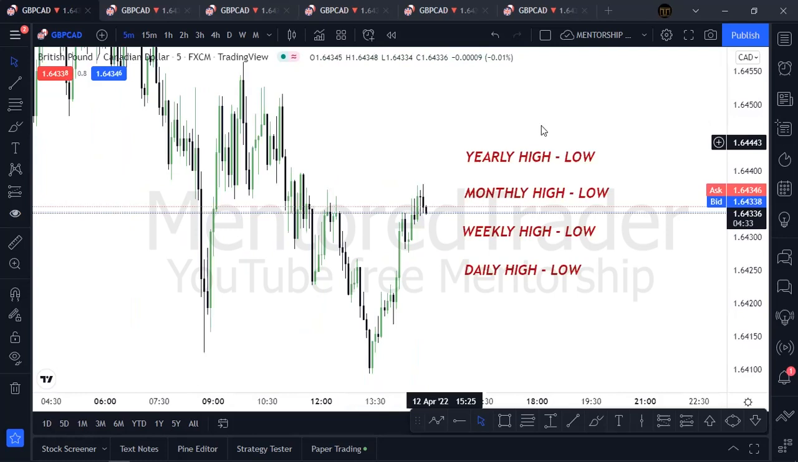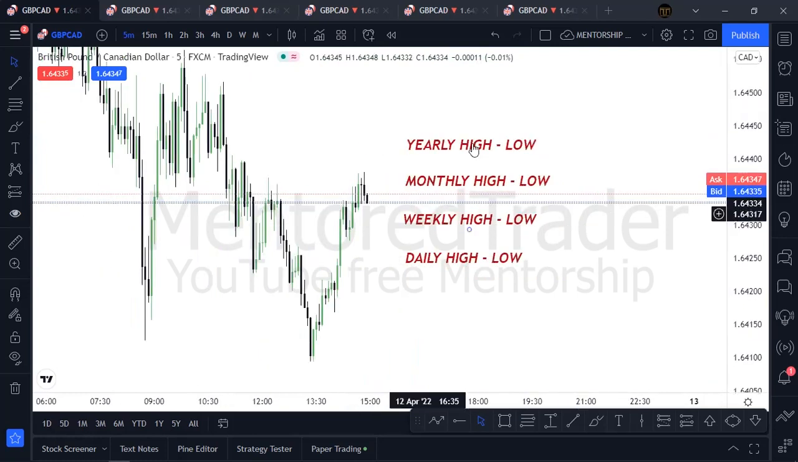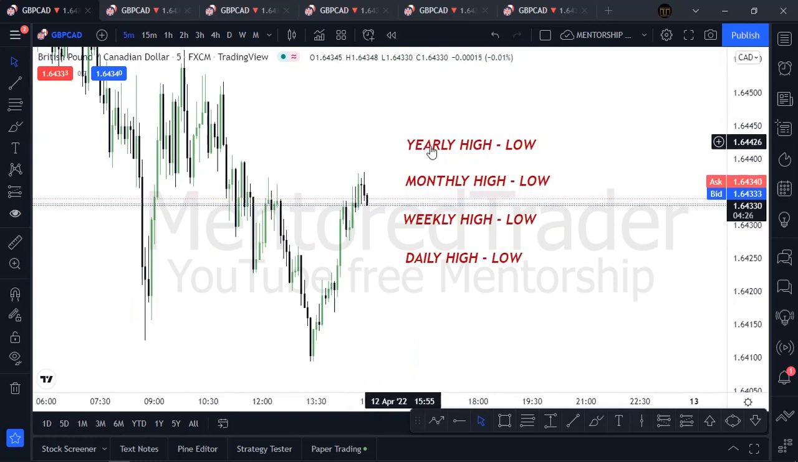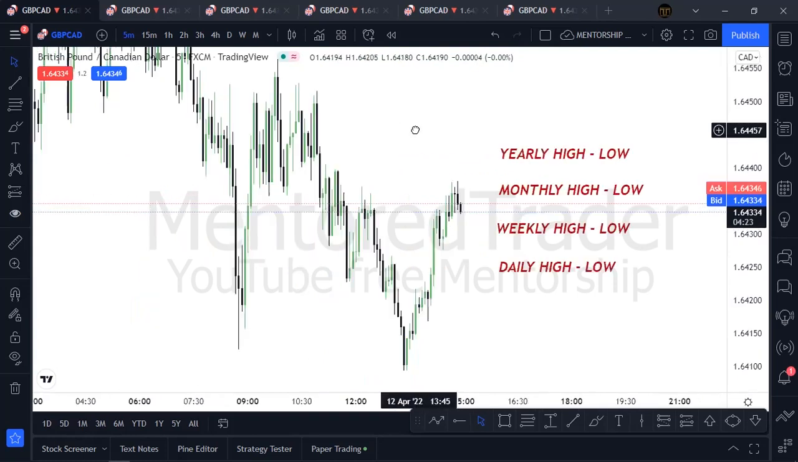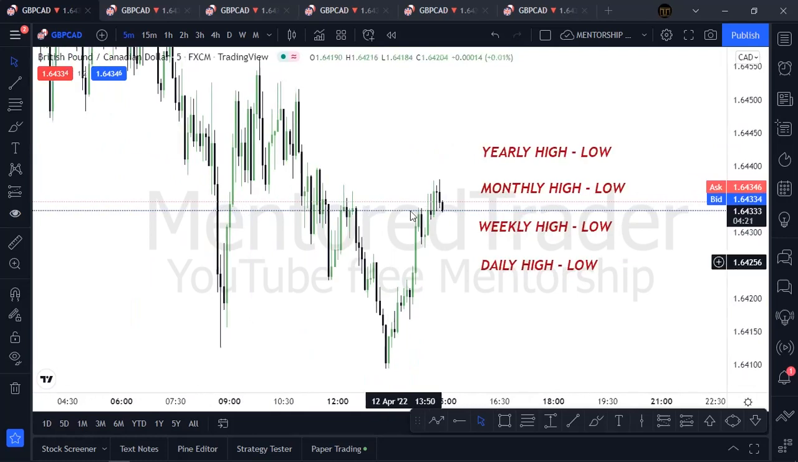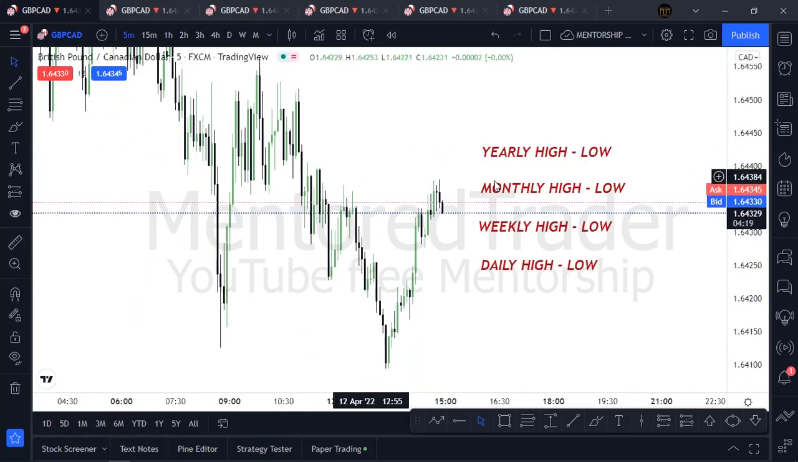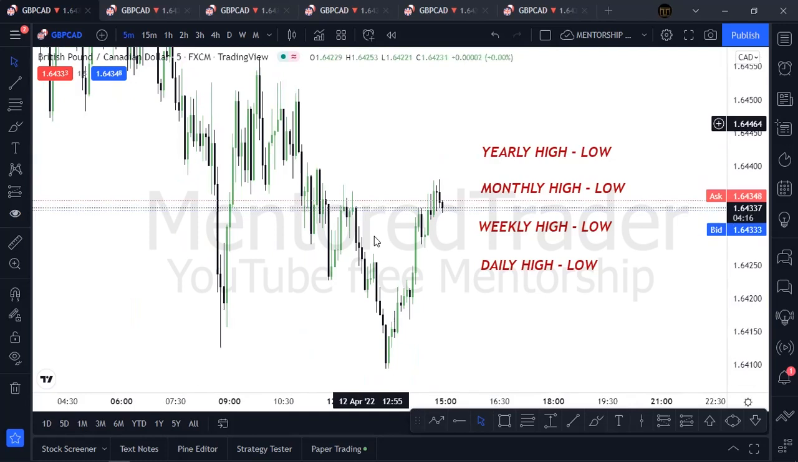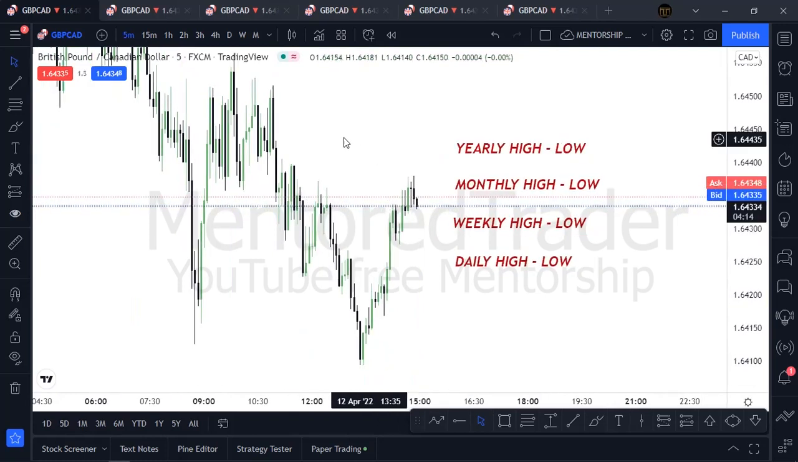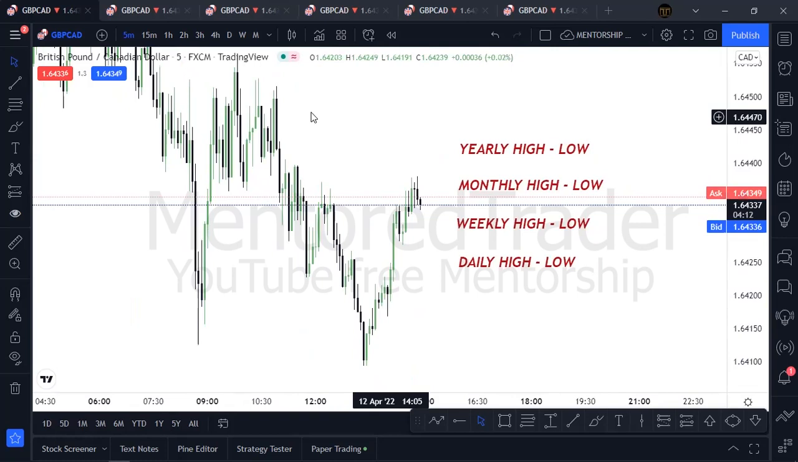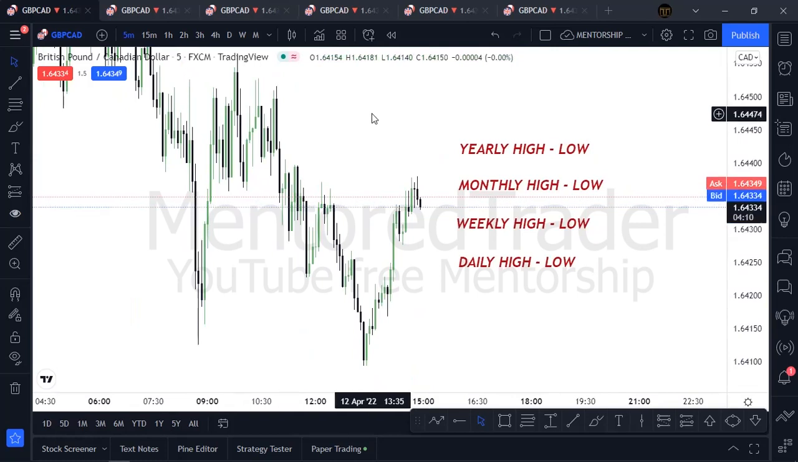So, technical analysis. I want us to first look at the price range. Which year are we in now? We are not going to use this year, because the year is still in progress, so we can't use 2022. We are going to use the price range between 2020 and 2021. We are first looking at yearly high and low.